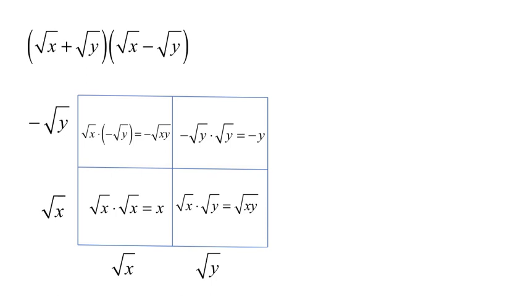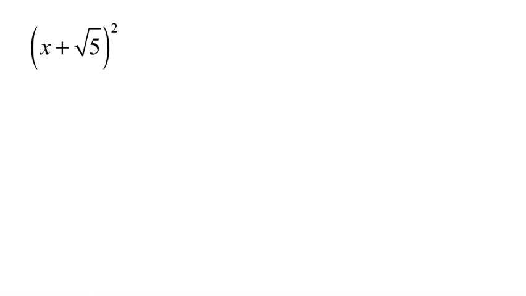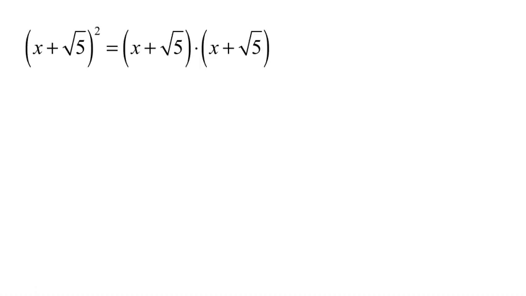So let's add all of these pieces together. x minus root xy plus root xy minus y. And you'll notice the root xy's will go away, leaving me a final answer of simply x minus y. And I believe I have one more problem for us to do. Here we have x plus the square root of 5 squared. So what does that mean? That means x plus the square root of 5 times x plus the square root of 5. So I'm multiplying two binomials.